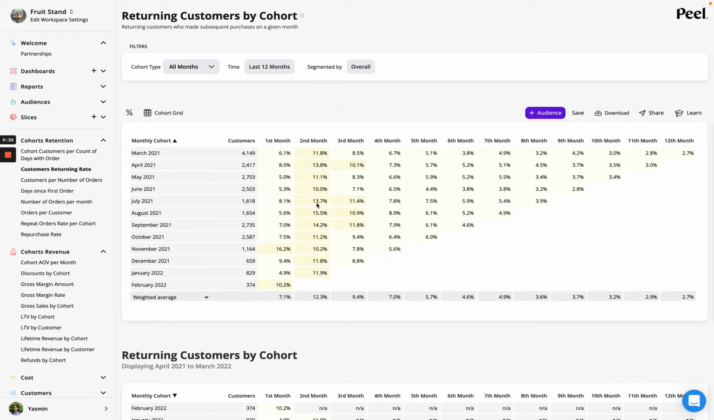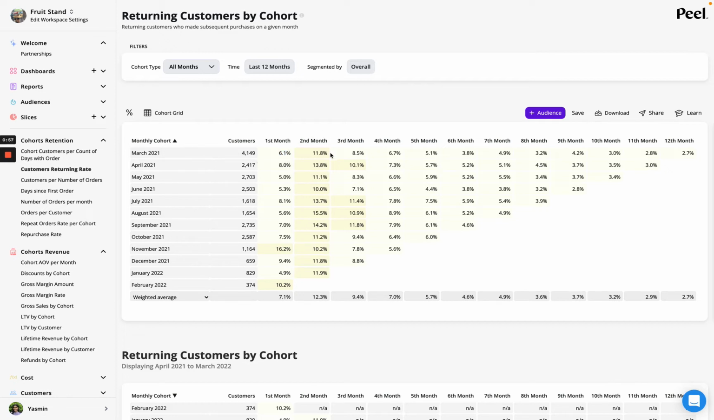What this analysis in the cells is looking at is when did those customers that we acquired in March come back and purchase again. So what this is saying is that within the first month, which is March, 6.1% of the customers that we acquired, out of the 4,149 customers, came back and purchased again.